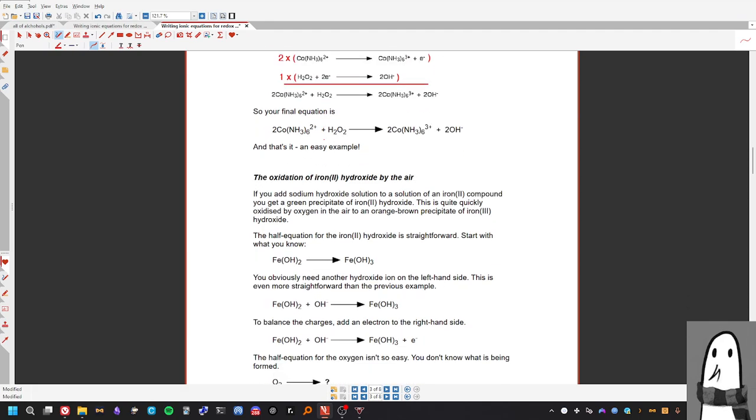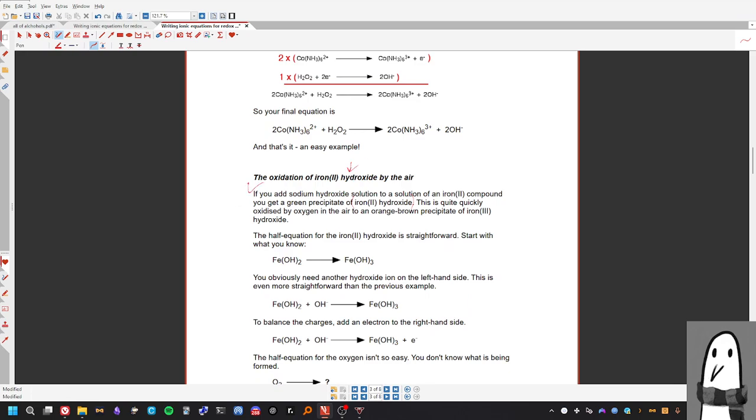Now the oxidation of iron(II) hydroxide by air. If you add sodium hydroxide to a solution of an iron(II) compound, you get a green precipitate of iron(II) hydroxide. So again, we add NaOH solution to an iron(II) compound, we're reacting those together, and we get iron(II) hydroxide. That's going to be your reactant.